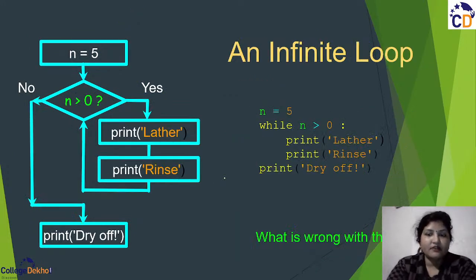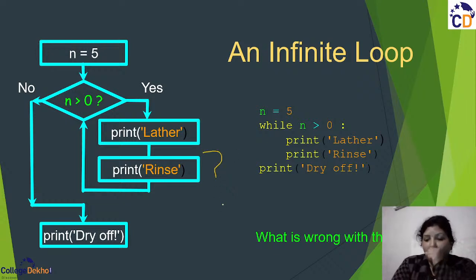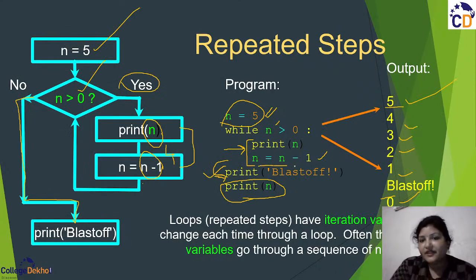Now let us have an indefinite loop, and let us check what is wrong in this part. You have n is equal to 5. n = 5 is greater than 0, yes. You are moving into this part, and then you are printing the lather and rinse part, right? You don't have any increment or decrement part. Is it having one? Compare with this loop, where we have incremented or decremented the value of n. Yes, that's why this loop is executed.